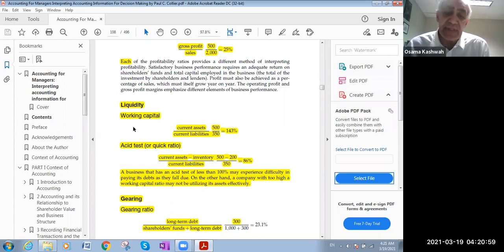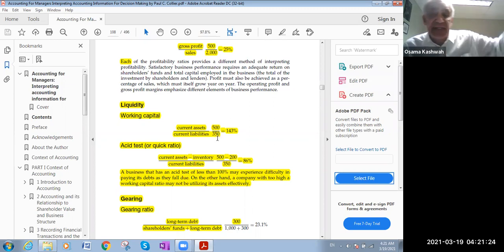What is the liquidity ratio? The first one is the working capital ratio. The working capital ratio is the current assets divided by the current liabilities. So all the current assets divided by the current liabilities. If I say that my current assets were $500, as an example, and the current liabilities were 350.